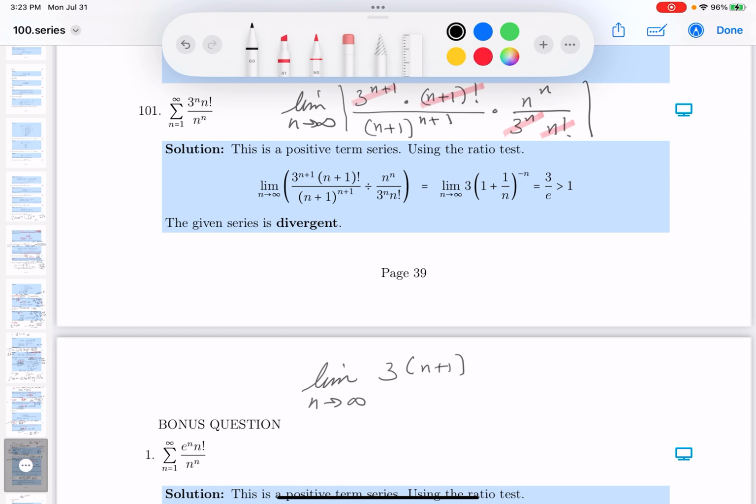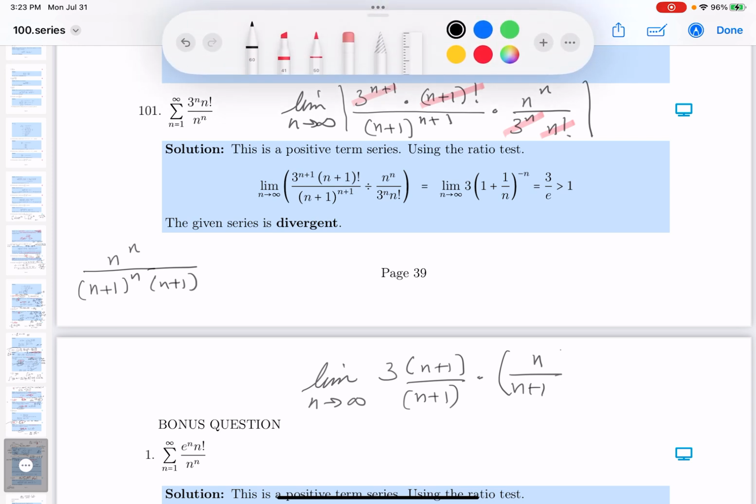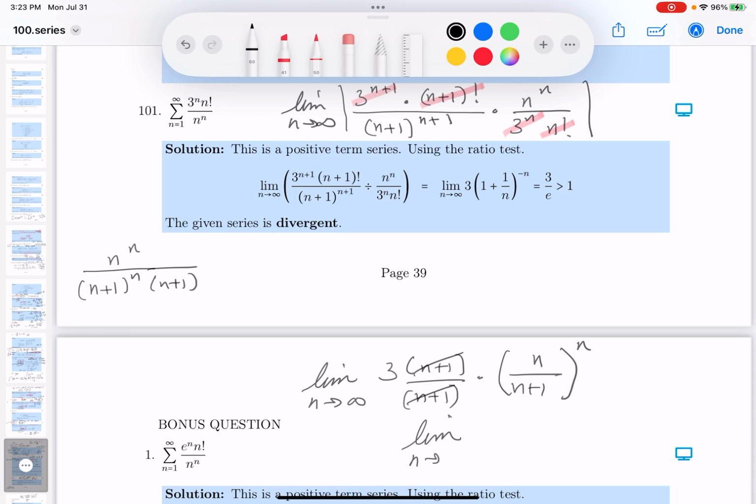Now this exponent problem, a little more difficult. You get n to the n, and then you get n plus 1 to the n plus 1. So I'm going to say you have another factor of n plus 1 now in the bottom, but then you get this n over n plus 1 to the nth power. This cancels off. Things are getting really nice, by the way. The limit n goes to infinity.